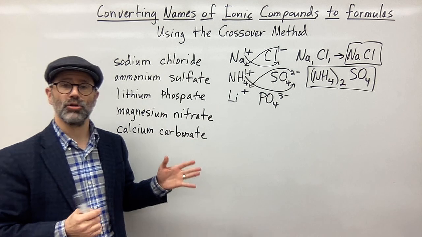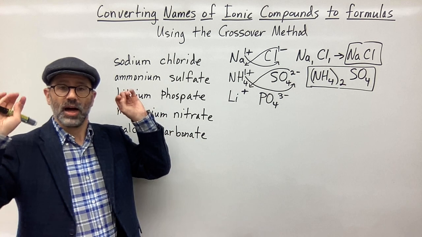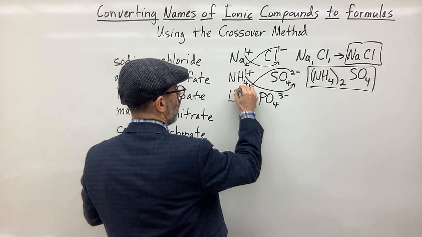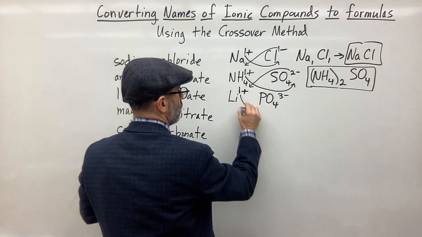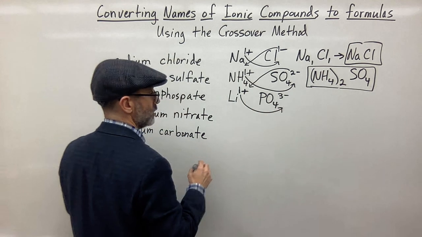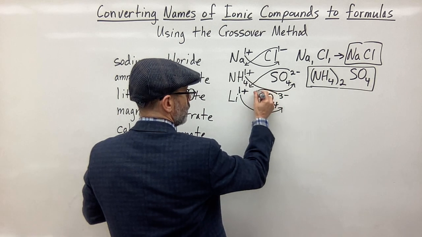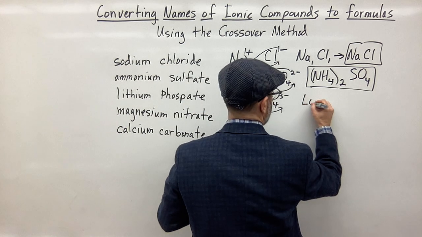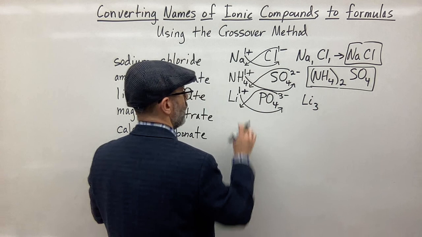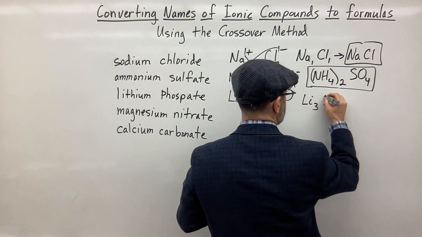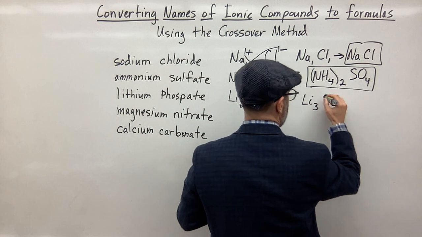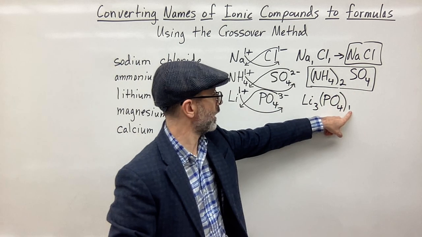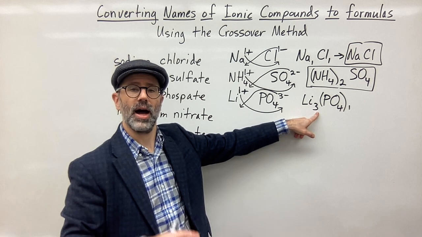Now that we have our two ions, we're going to take the numbers of the charge and cross over. So the 1 here, that's going to be a subscript for the phosphate, and the 3 here is going to be a subscript for the lithium. So this ends up being Li3, and then a 1 for the phosphate. So again, just to make it clear, I could write it like this with a 1 on the outside.